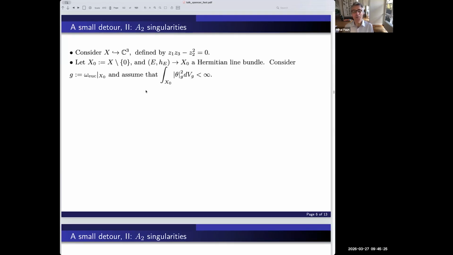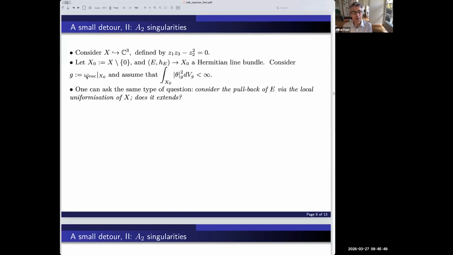And then for the metric, let's simply declare that I want my geometry to be measured with respect to the Euclidean metric on C3 restricted to this X0, which now by miracle becomes a manifold, right? Because we remove the singularity. So we assume that, and we also assume that the curvature is L2. Then the main question may at least make sense, right? But we have to adapt it a little bit.